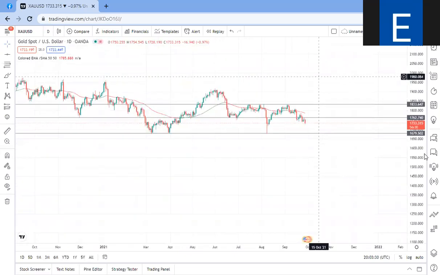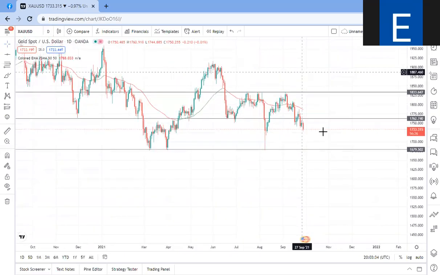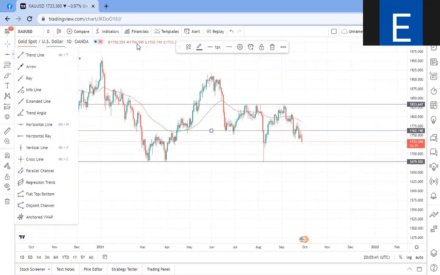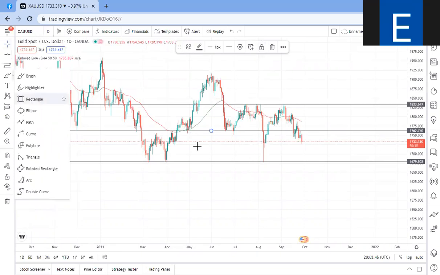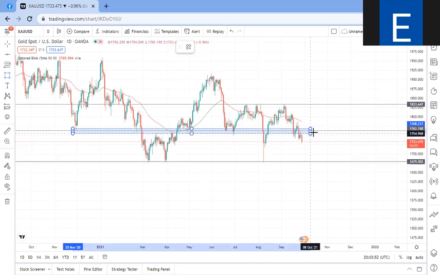As you can see, this is the daily chart. Let me use this rectangle tool. Let me look for a rectangle. I don't normally like using these normal lines. I prefer this rectangle. You can see here, this is the rectangle.